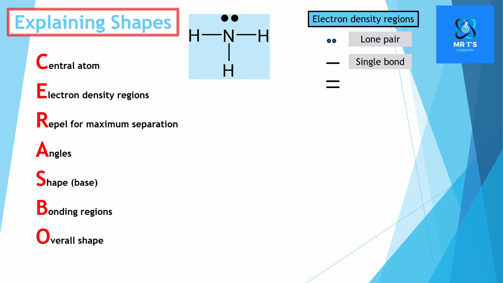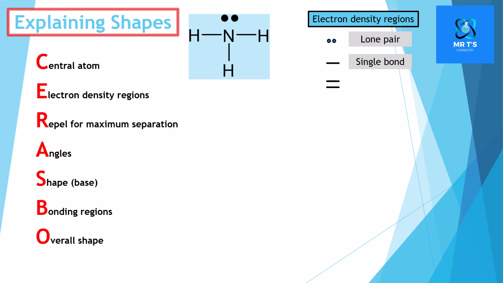I need to say that there is a central atom. And then I need to say how many electron density regions are surrounding that central atom. Then I want to talk about how these regions will repel for maximum separation and give the angles that they will form. If there are 4 regions, they will form 109 degree angles. If there are 3, 120. If there are 2, 180.